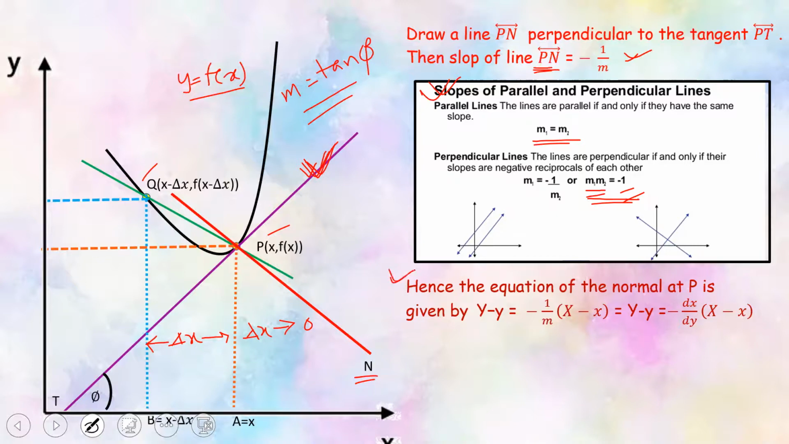Now what is the equation of this perpendicular PN? It is given by this equation: Y minus y is equal to minus dx/dy into capital X minus x. Now this perpendicular line is called the normal, and here is the equation of the normal. Now what is P? P is called the point of contact, for the case of the normal and also for the case of the tangent.